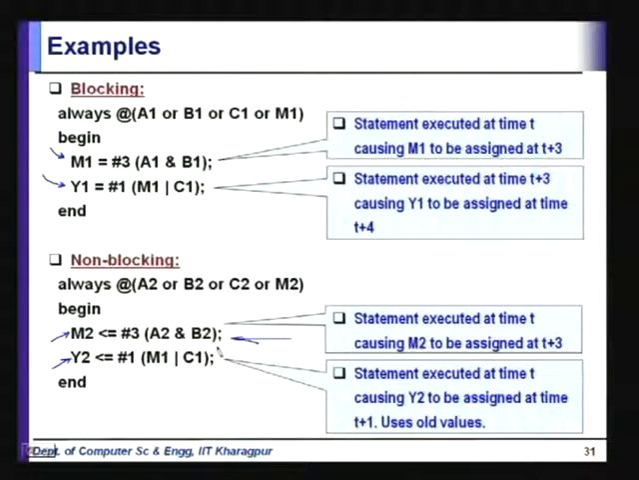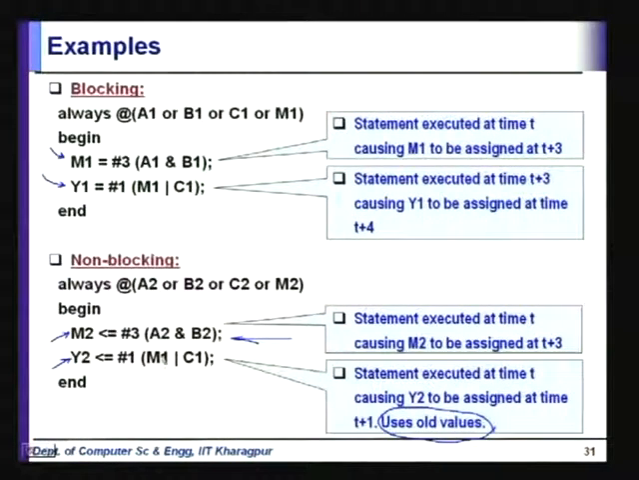Okay. So this one will start at time t also, this one will also start at time t, and it will cause Y2 to be assigned at time t plus 1, because if you start this at time t, then after only one cycle. The other important thing here is that this uses old values. What do we mean by old values?